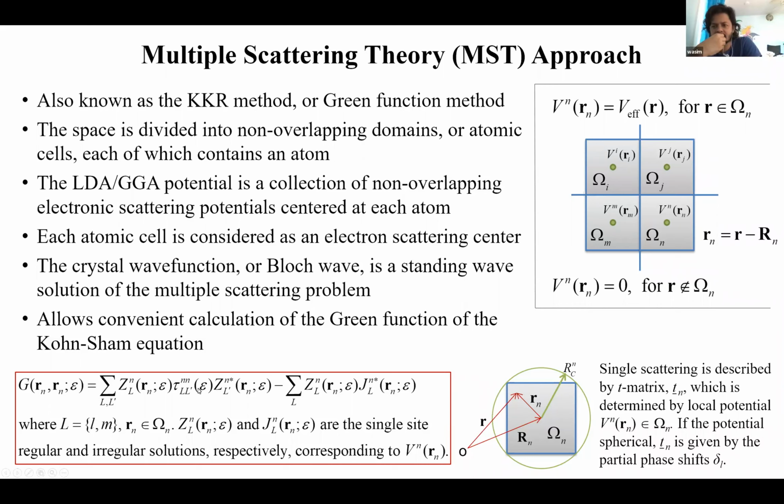So this tau is the same as the T matrix? No. Tau is a multiple scattering matrix. T is a single scattering matrix. If the space has only one single scattering center, that is, if there's only one atom in the space, this tau will be T. But now in the crystal, you have scattering centers all over the place, right? So you deal with tau.